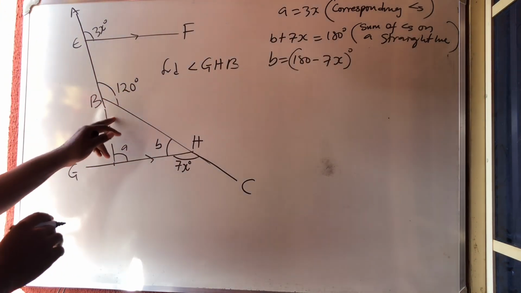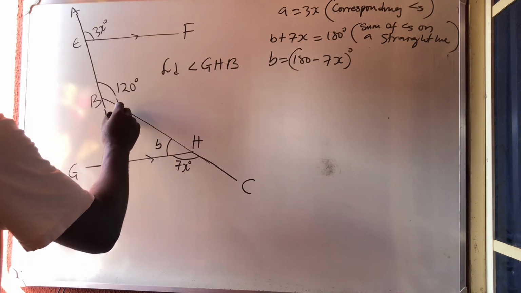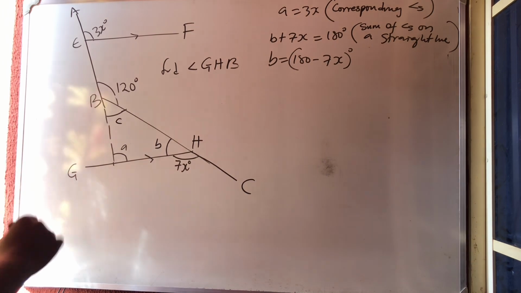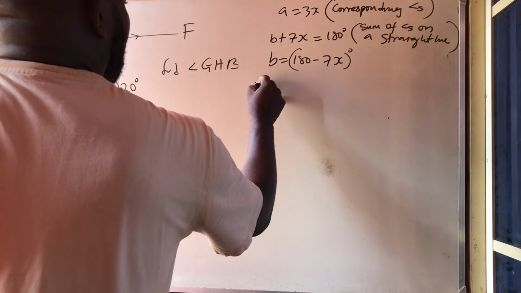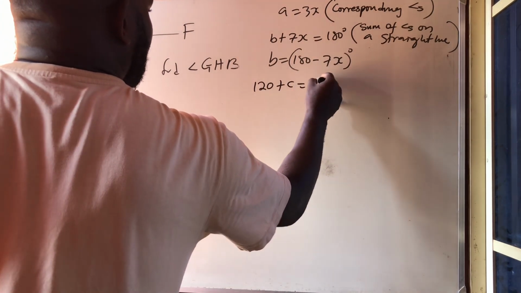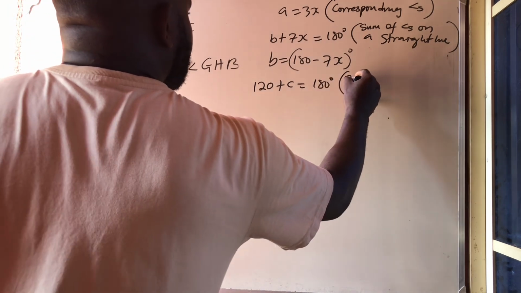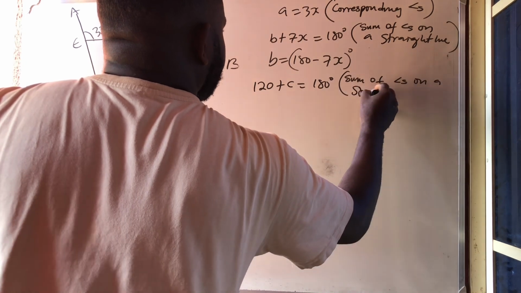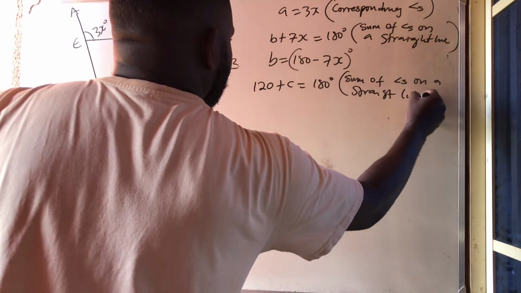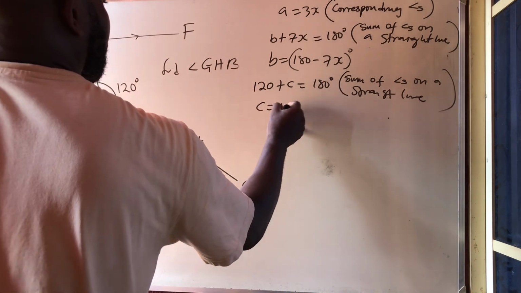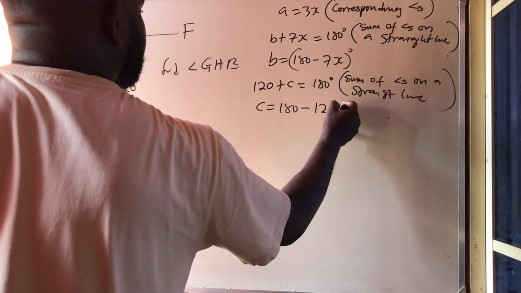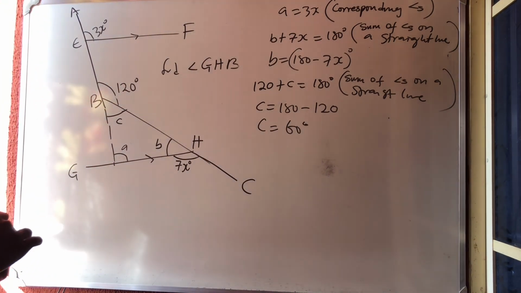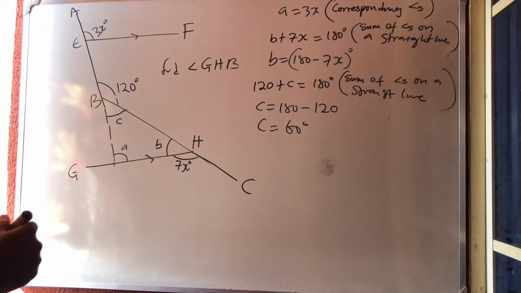So the remaining part is to get this place. How do you get here? You get here by the same reason again, sum of angles on a straight line, to get my C. Let me say that here is C. We say that 120 plus C is equal to 180 degrees. What's my reason? Sum of angles on a straight line. So therefore my C is equal to 180 minus 120, so my C is equal to 60 degrees.